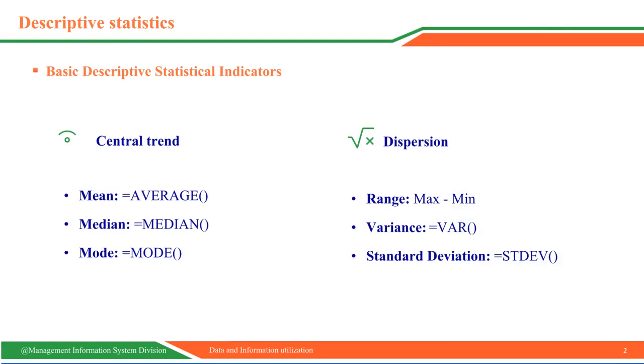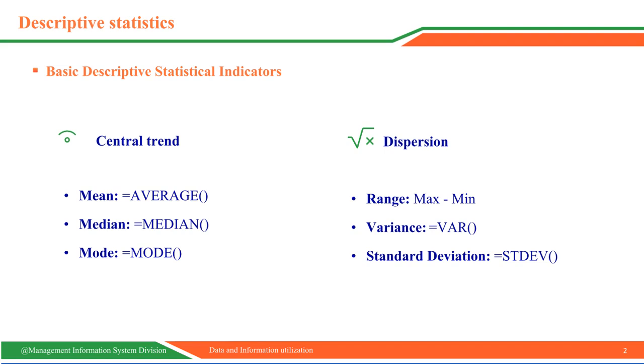When analyzing data, we often look at two key aspects: central trend and dispersion. The mean, or average, gives us a sense of the overall level of the data. The median shows the middle value, which is less affected by extreme values, while the mode tells us which value occurs most frequently. To understand how spread out the data is, we look at dispersion measures.